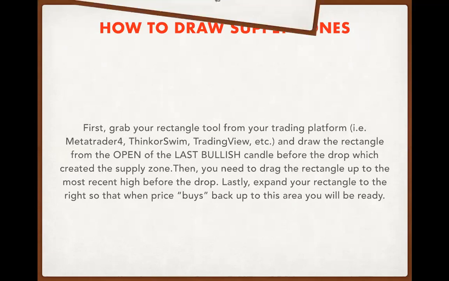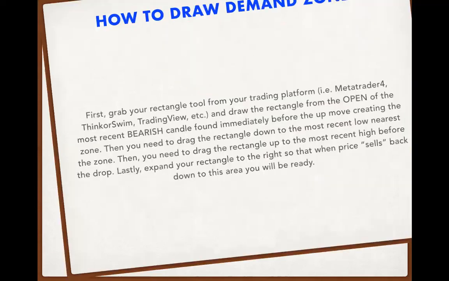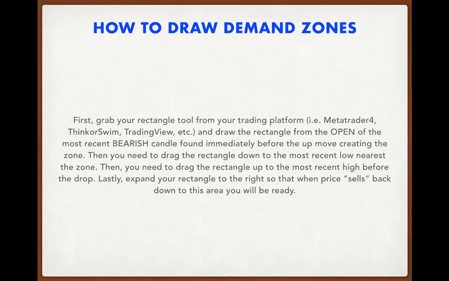Of course, it will be the inverse for demand zones. So for a demand zone, you grab that same rectangle tool, but this time draw the rectangle from the open of the most recent bearish candle found immediately before the up move, creating the zone. Then drag the rectangle down to the most recent low nearest the zone. Lastly, expand that rectangle all the way to the right so that when price sells back down to this area, you're ready to pull the trigger on your buy order.